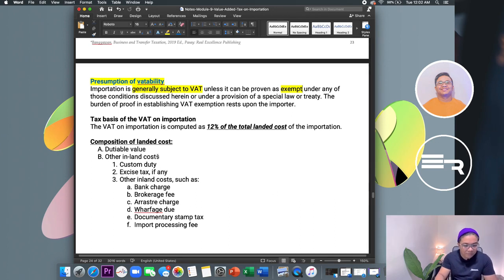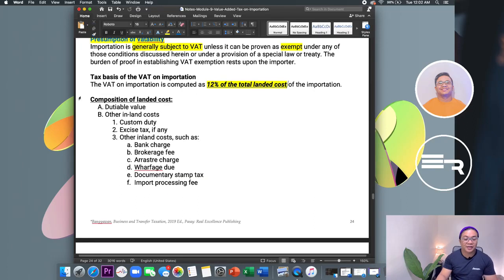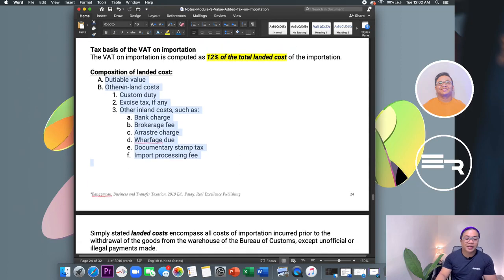Okay? Tax basis of VAT on importation. Very quick lang. The VAT on importation is computed, of course, 12% of the landed cost. Highlight nyo guys sa notes nyo, landed cost siya. Sa mga problem, landed cost yan, kailangan mo i-add, for example, total bank charge, 1,000, total brokerage. So, kasama din yan.